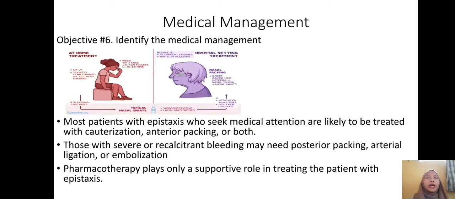And medical management. Objective number 6, identify the medical management. So here, treatments to be considered include topical vasoconstriction and chemical cautery, electrocautery, nasal packing such as nasal tampon or gauze impregnated with petroleum jelly, and posterior gauze packing, use of a balloon system, including a modified Foley catheter, and arterial ligation or embolization.